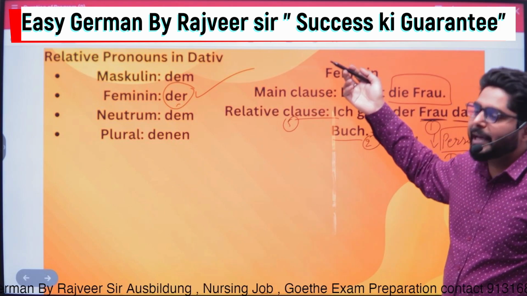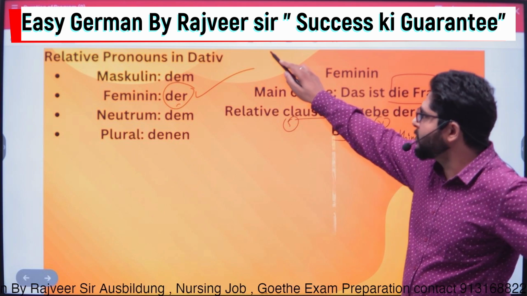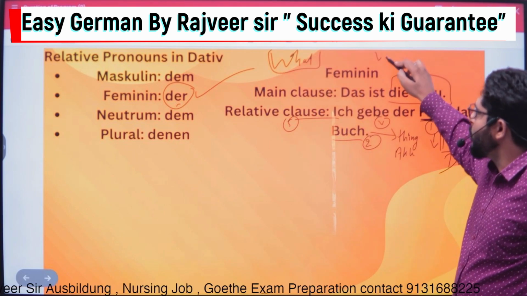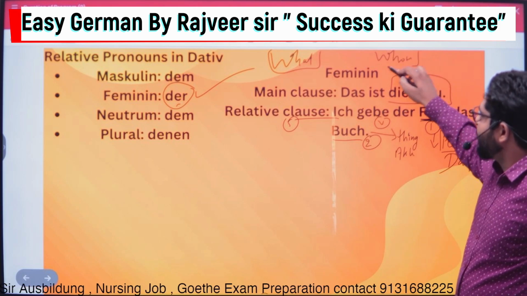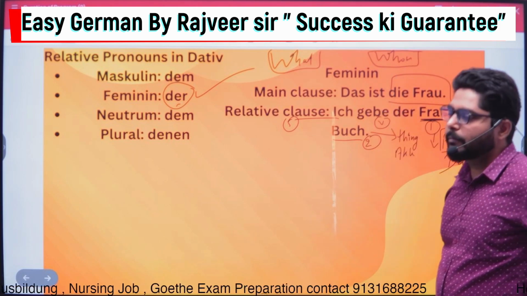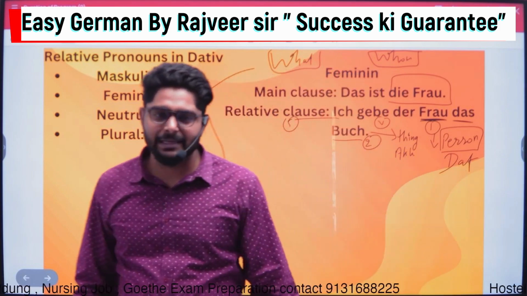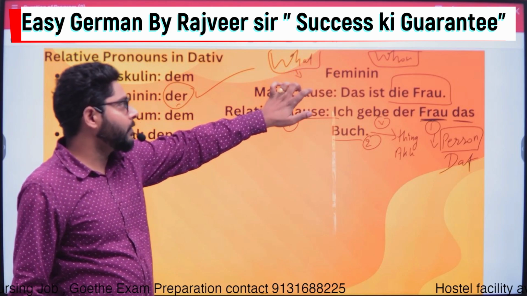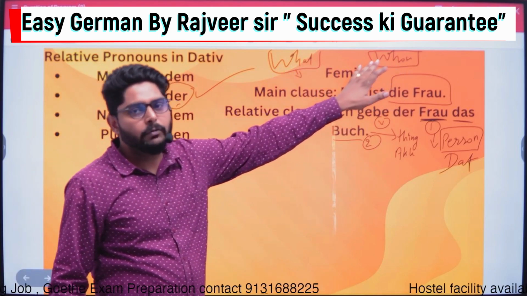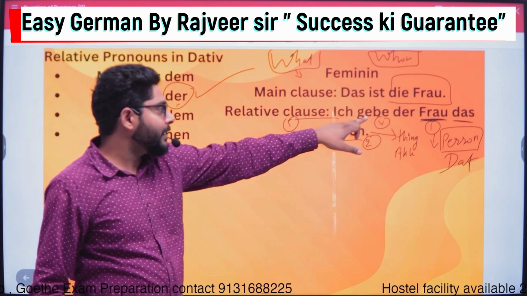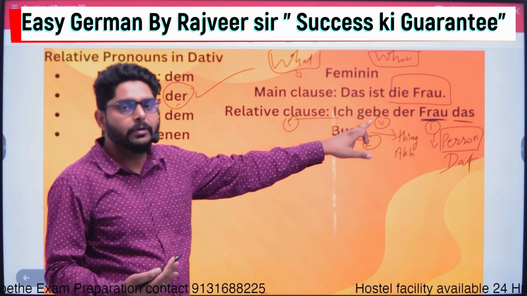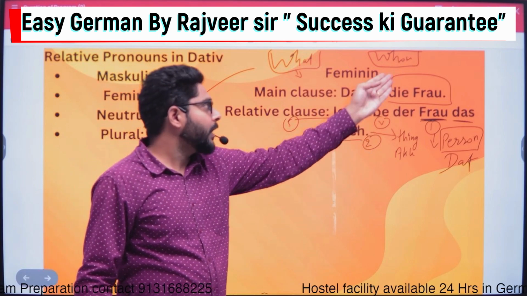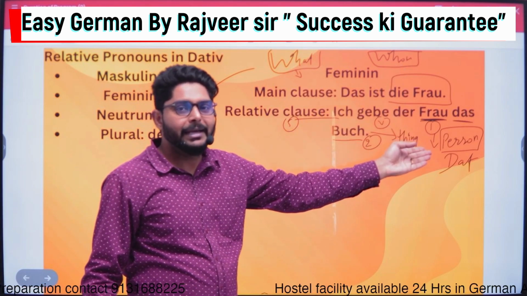Sometimes if you see a lengthy sentence and you are not getting the object, you can ask what or you can ask whom. Whatever the answer is for these two question words, that will be the object. What will give the answer of accusative and whom will give the answer of dative. And what is the verb here? Geben. Geben means to give. Give what? Book. Give whom? Lady.